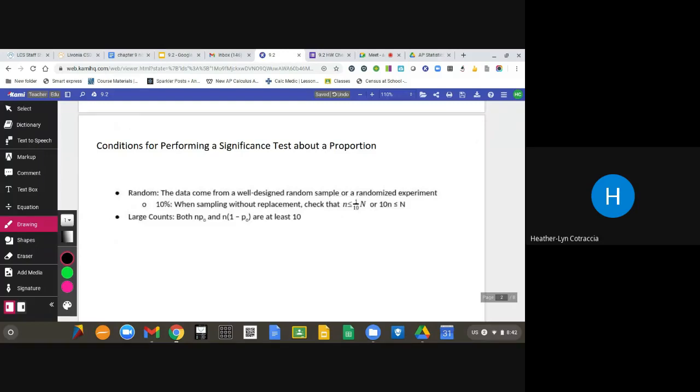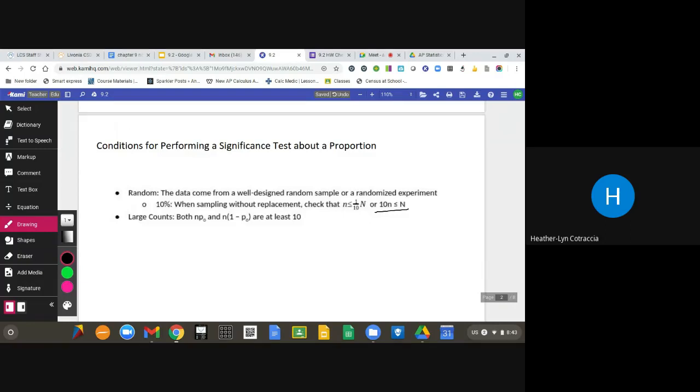Random is always the same, obviously. Does it come from a random sample? 10% is always the same. So again, I always use this one over here. 10 times n has to be less than or equal to the population. I think most of you have probably caught on that what I say is I do 10 times n, and then I say assume that there are that many items or that many people in the population.